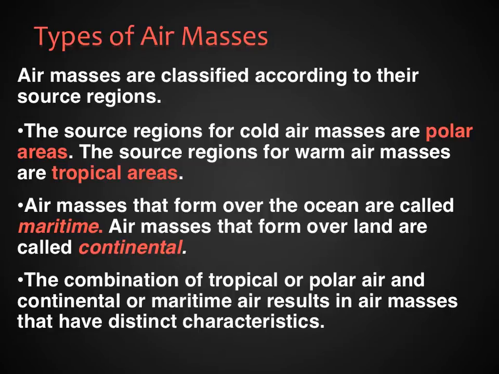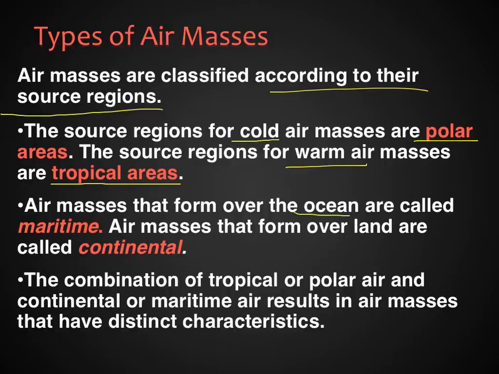So we classify air masses according to their source regions. For cold air masses, we call them polar because they start out near the poles. Warm air masses we call tropical because they come from tropical areas near the equator. Air masses that form over the ocean and are thus humid or moist are called maritime air masses, and air masses that form over land, which are dry, are continental.